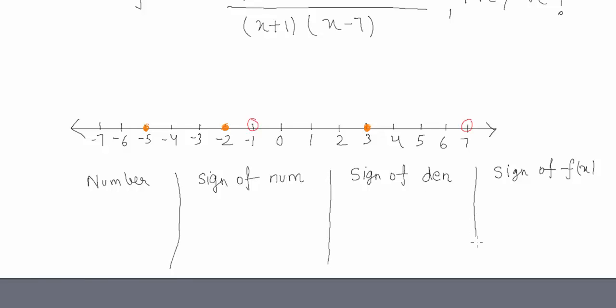Okay, so the first number I'm taking, which is greater than 7, the sign of the numerator as well as the denominator in this case is positive, therefore the sign of the function is positive, because remember, when you divide a number which is positive by another positive number, you're going to get a positive number.